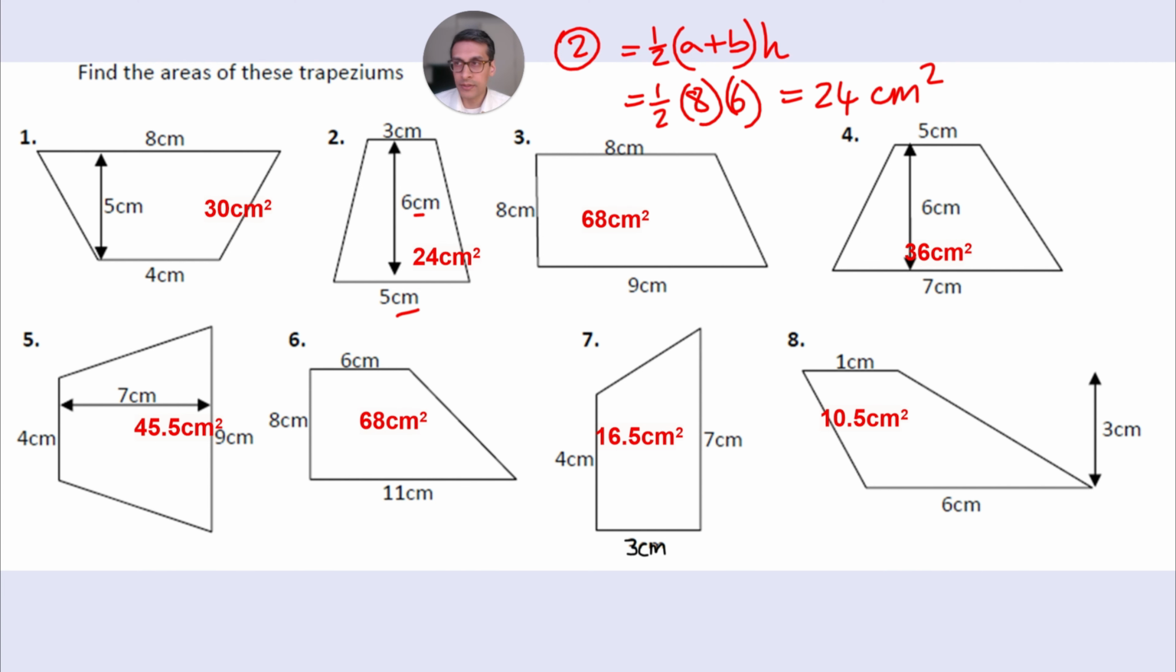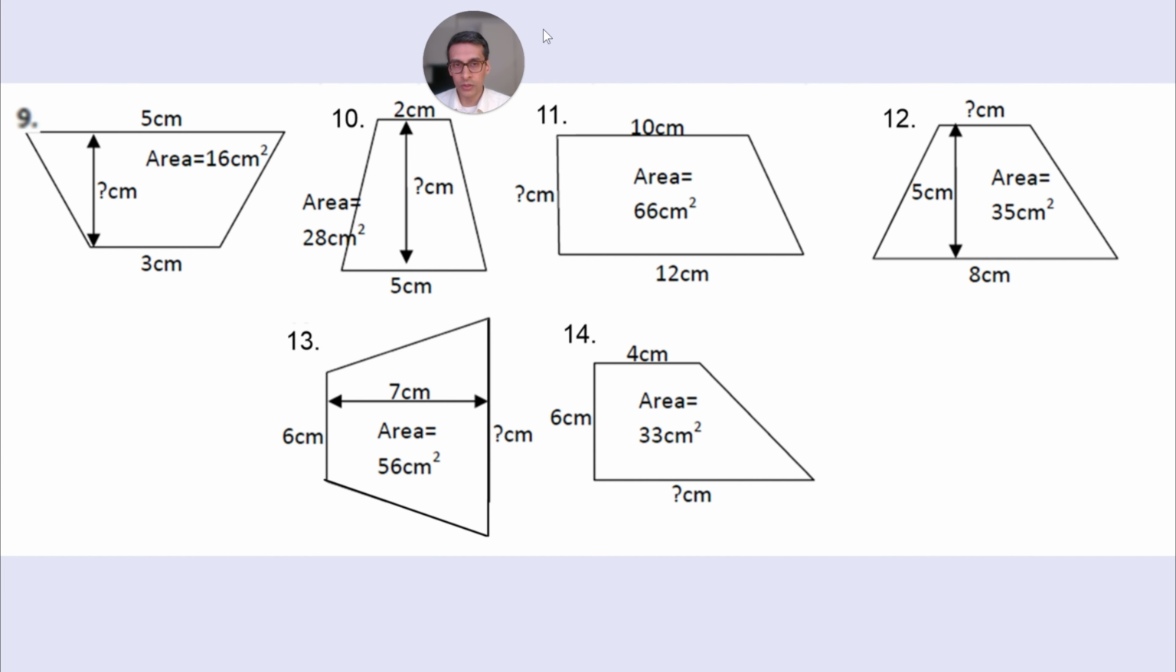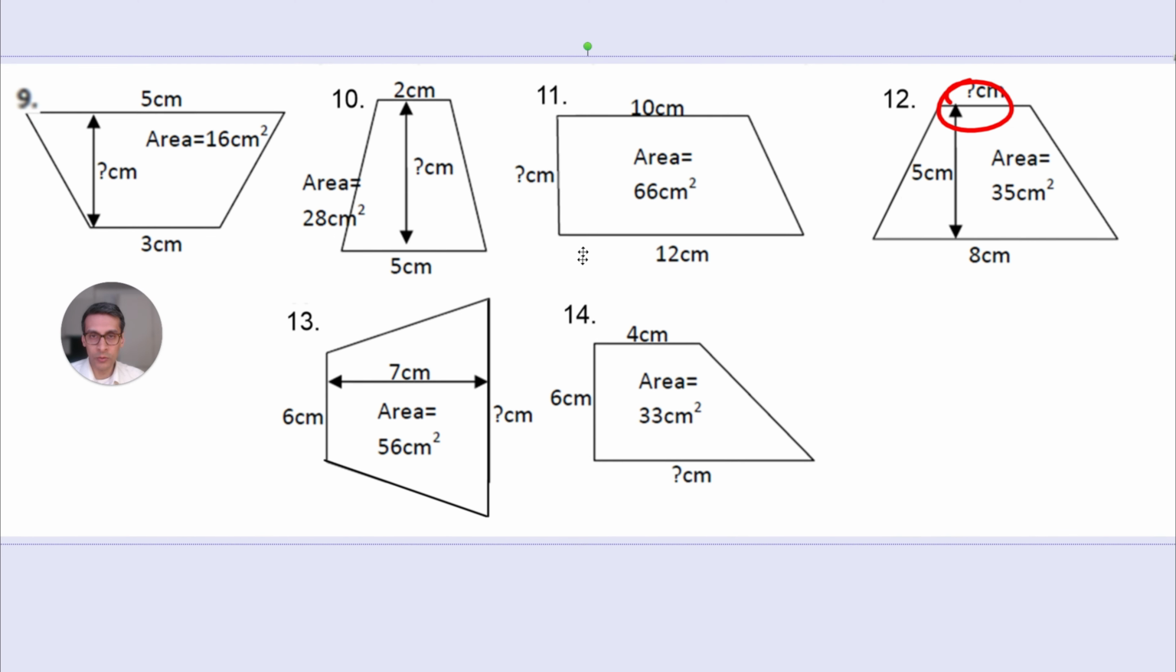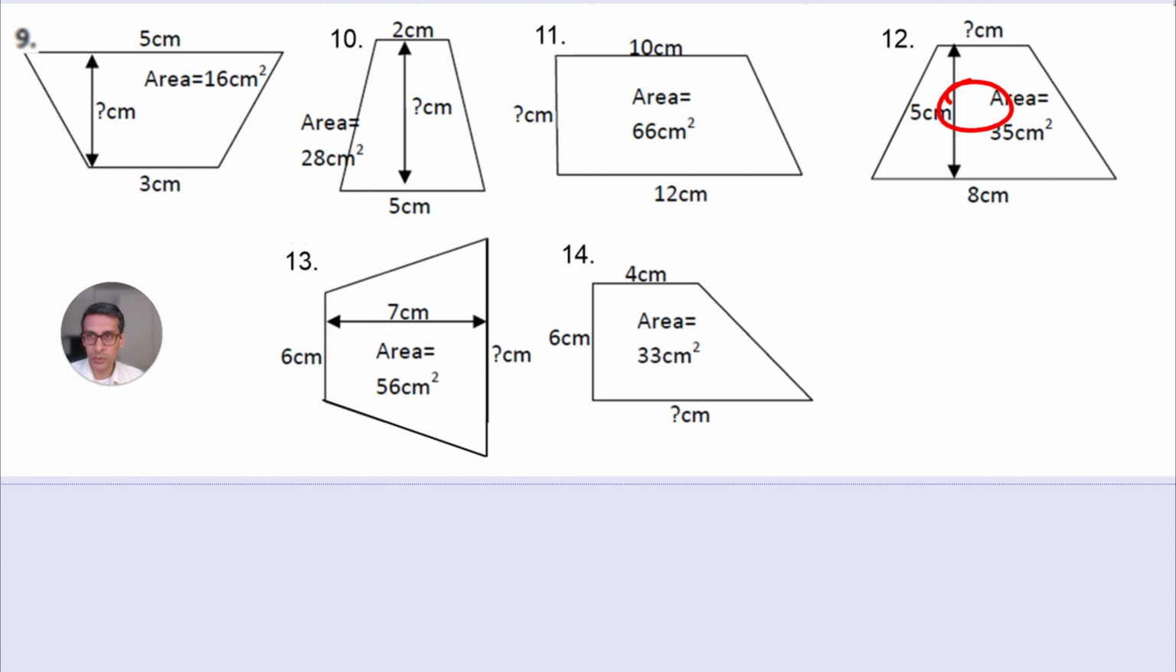Okay, so we're going to look at the second set of questions here. So have a go with a few of these. Now you may notice that these are slightly different in that you have been given the area and either the height or one of the sides is missing. So you're going to have to do these questions backwards. Now you can pause the video and have a go if you feel like you're ready for it. Otherwise, I'm going to do an example here.